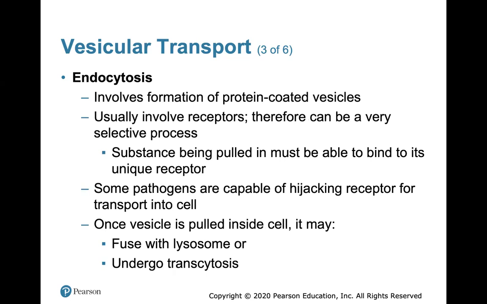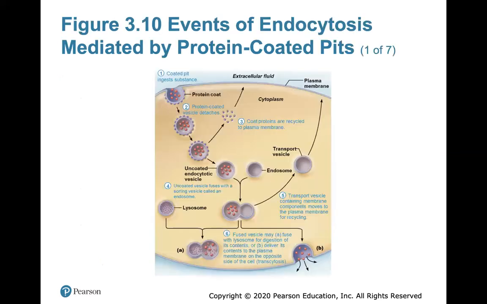Endocytosis involves the formation of protein-coated vesicles. It involves receptors, so it can be very selective. The substance will be pulled in and must bind to its unique receptor. Some pathogens are capable of hijacking this receptor for transport into the cell. And once the vesicle is formed in the cell, it can be fused with a lysosome or undergo transcytosis. So it can undergo some sort of transformation or fuse with a lysosome, which helps with the degradation or getting rid of it. So this is a look at endocytosis.